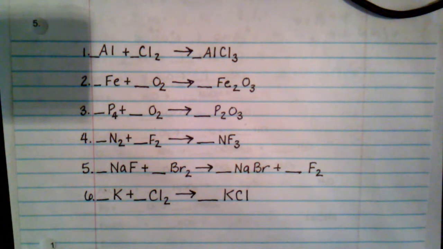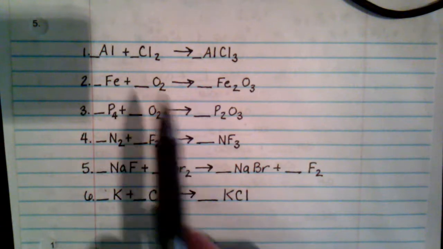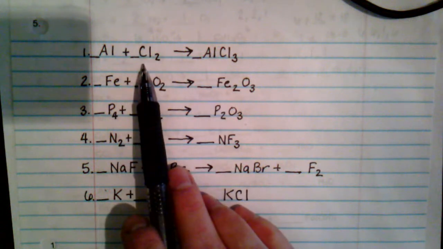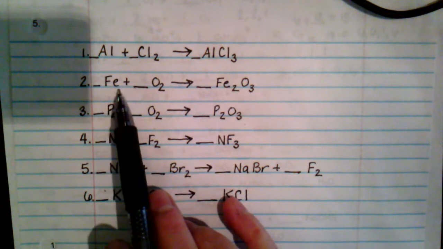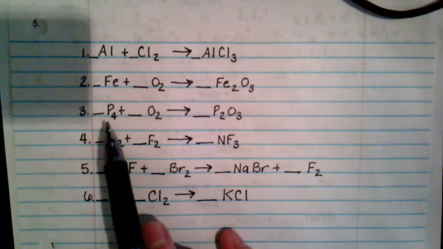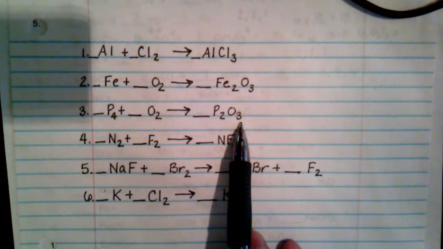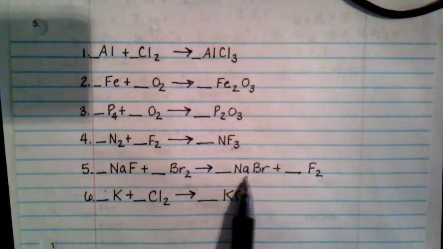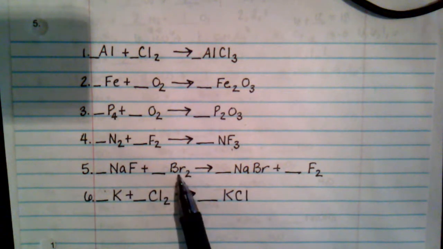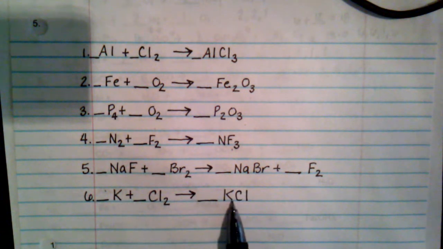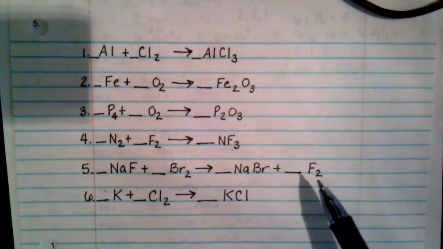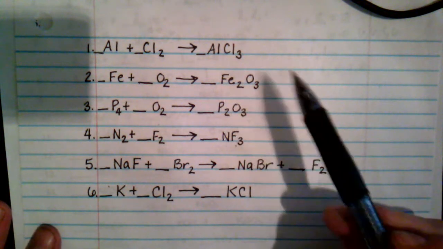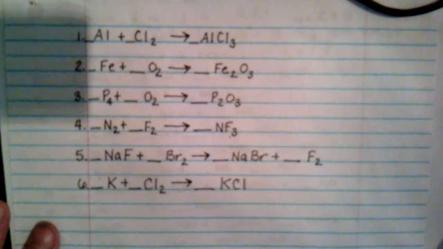Okay, so you're going to go through and you're just counting numbers on each side of the arrow, balancing up every element that you have on each side. So chlorine, aluminum, iron, oxygen, phosphorus, nitrogen, fluorine, sodium, bromine, potassium. I gave you hints as to which ones I would go with to try to balance up first in these. But once you get it balanced, then you just balance up the other stuff and you should be good to go.